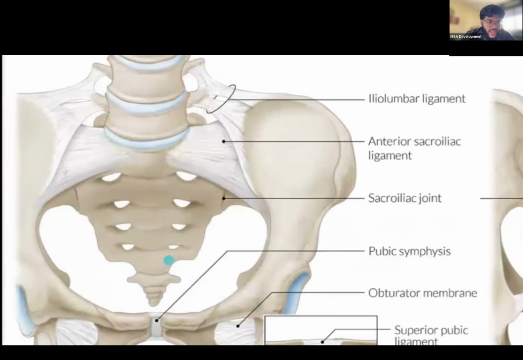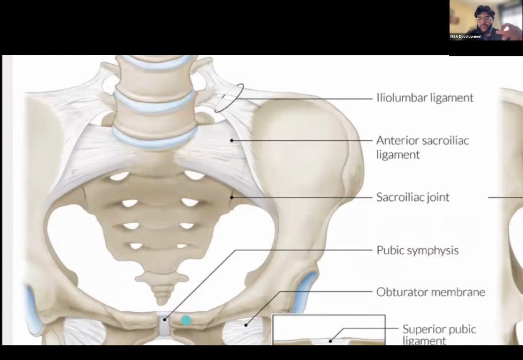Now we have the pubic symphysis. The pubic symphysis is basically a secondary cartilaginous joint. It is there to connect the two pubic bones, and it's basically a fibrocartilaginous disc.